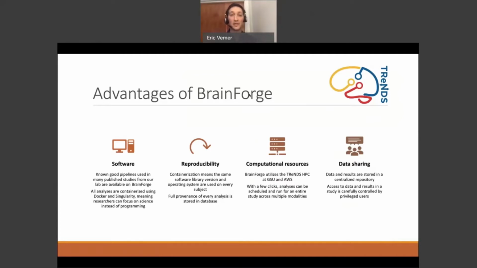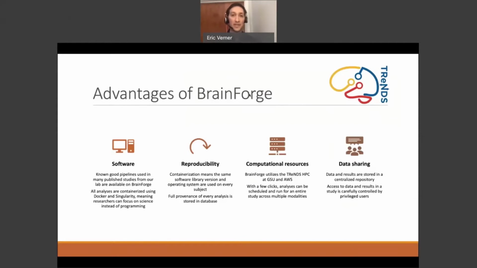Additionally, the use of Docker containers lends itself to much better reproducibility. Containerization means that you have the exact software library and the operating system all within one file, the Docker container. And then if someone else wants to run it, they can just take that container and run it on their own files. Furthermore, we keep track of the provenance, the parameters used, and we store in the database the file and all of the associated metadata that was used for an analysis.